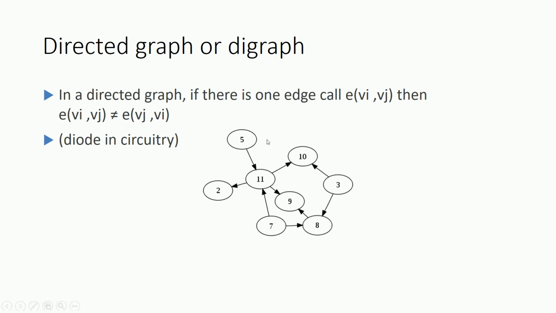For example, we can traverse from vertex 5 to vertex 11 using this edge, but not the other way around, because there's no edge which has a direction from 11 to 5. Therefore, we will only be able to traverse from 5 to 11, not the other way around.